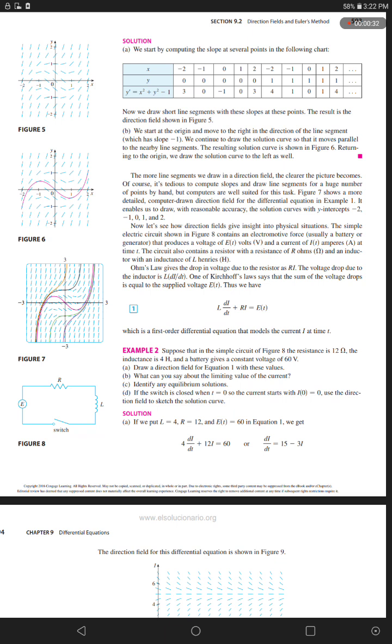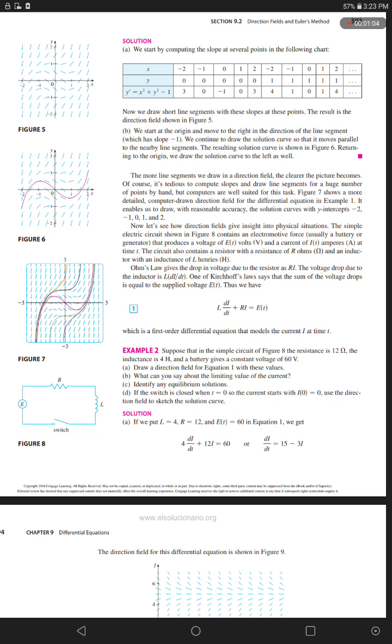Part B. We start at the origin and move to the right in the direction of the line segment, which has slope -1. We continue to draw the solution curve so that it moves parallel to the nearby line segments. The resulting solution curve is shown in figure 6. Returning to the origin, we draw the solution curve to the left as well. See figure 6.